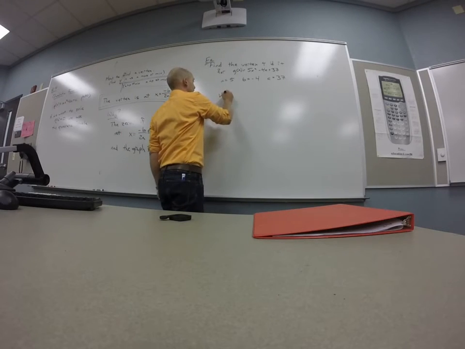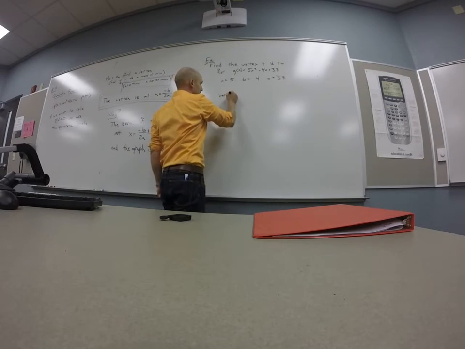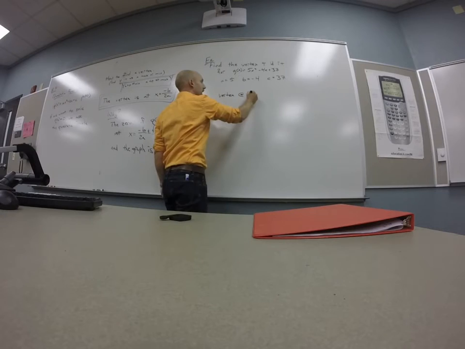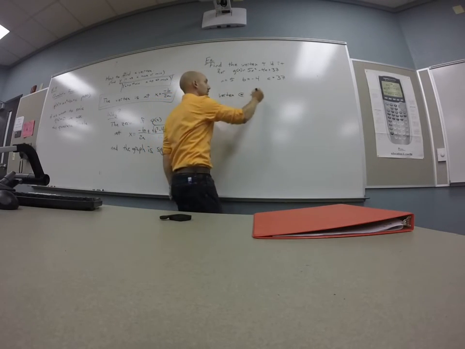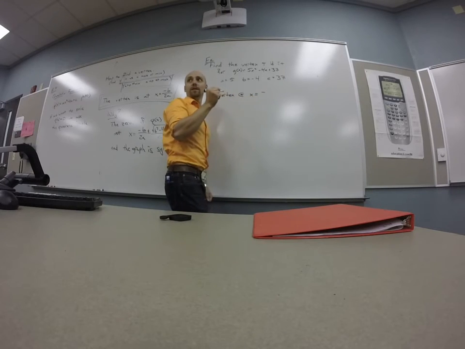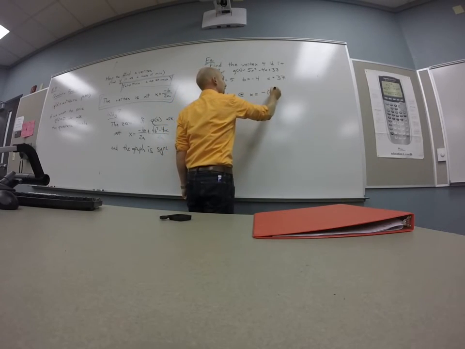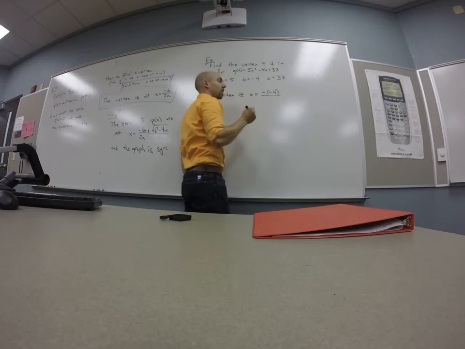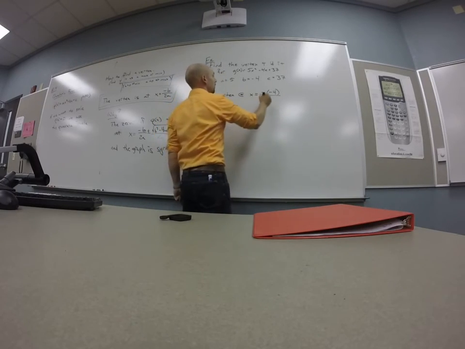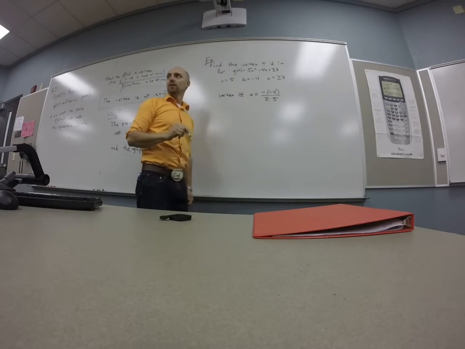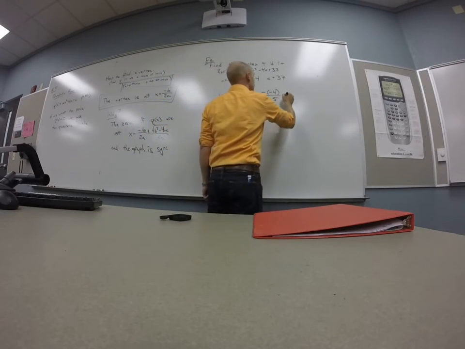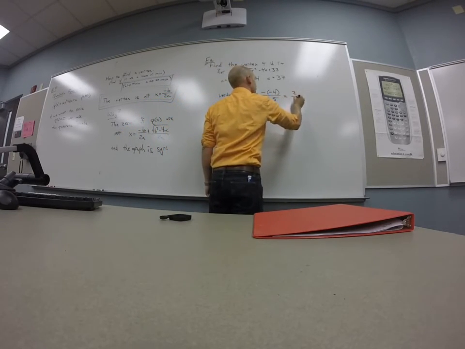So the vertex is at x equals what? Negative b, so negative -4, divided by 2 times 5, equals 2 over 5.